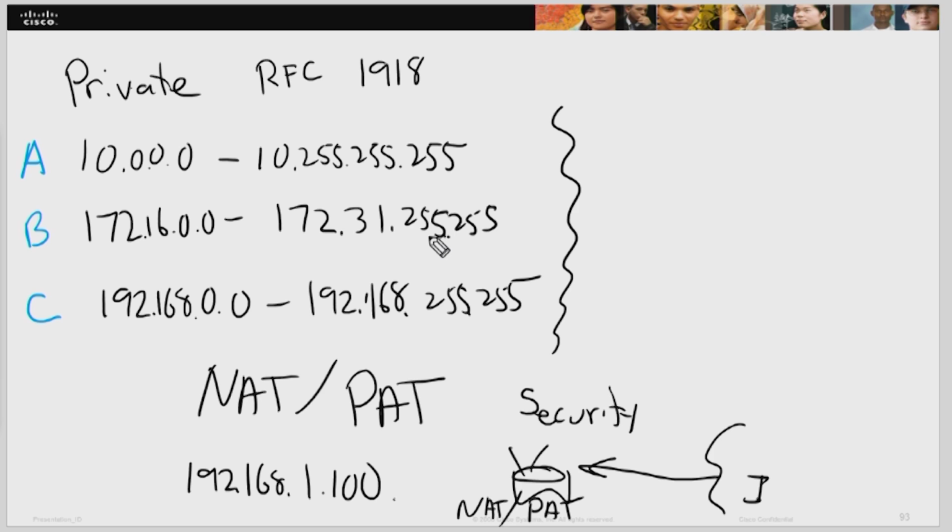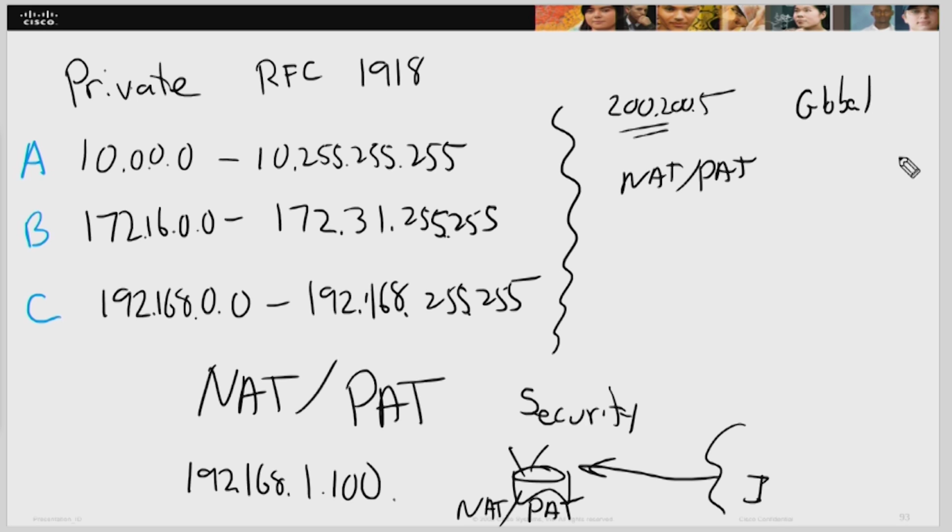It doesn't matter. You can pick and choose. As a matter of fact, you can use any address you want internally. If you wanted to use, I don't know, 200.200.200.5 internal to your company, you can use that, because your NAT/PAT device is going to actually change this, whatever you use internally, to whatever your real global address is. And your global address was assigned by the ISP.